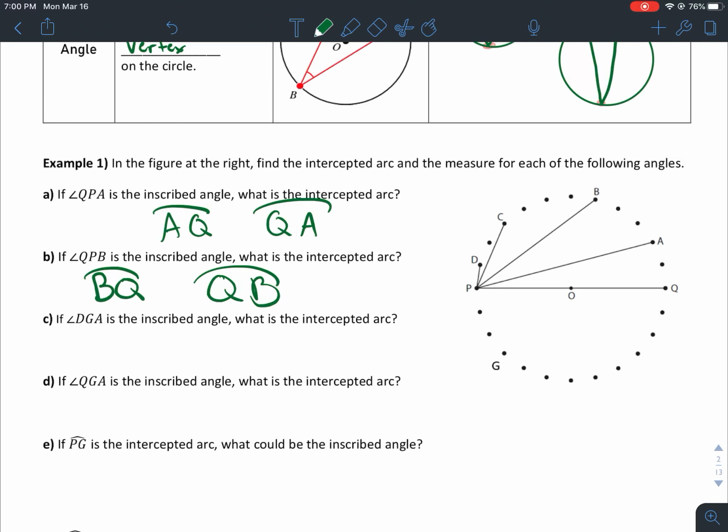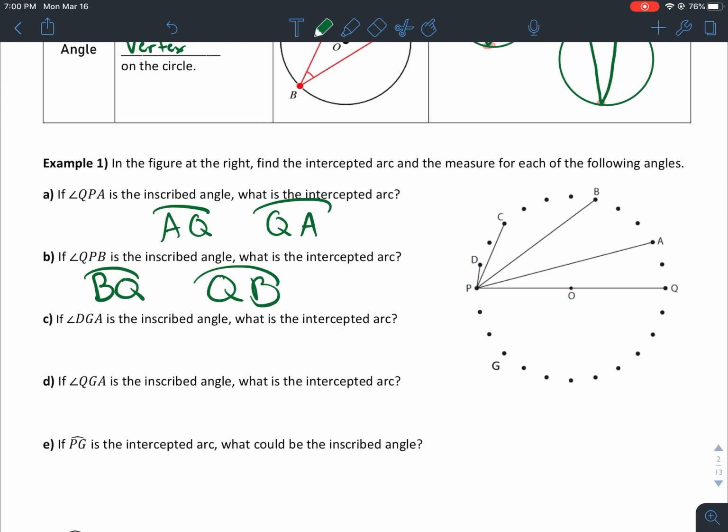Next one. At this point, you should pause the video and see if you can do C, D, and E. See if you can figure out the intercepted arc. And then for E, they give you the intercepted arc, and you have to find the inscribed angle. So see if you can figure those out. So go ahead and pause it. Try it yourselves.